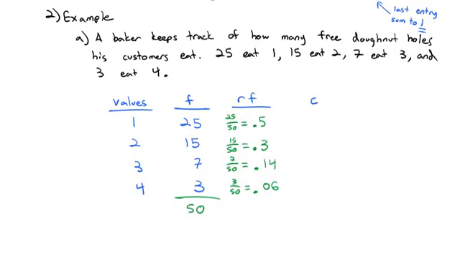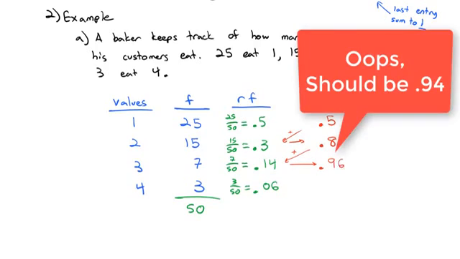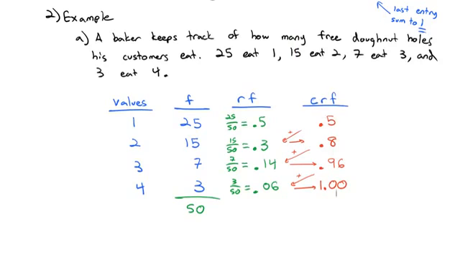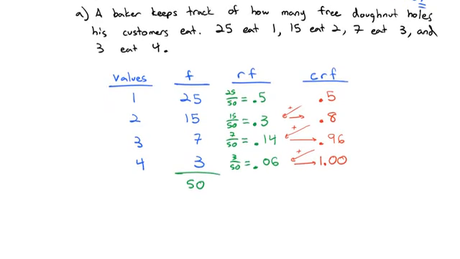And then once we have our relative frequency, we can find the cumulative relative frequency by adding all the values before that. So for 1, we only have the 0.5. But then for 2, we're going to add 0.3 to get 0.8. And then we add the next value, add 0.14 to get 0.96. And then we add 0.06 to get 1.00. And that fills in our frequency table.